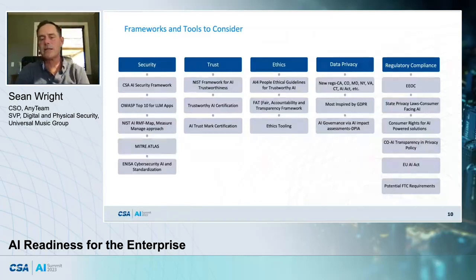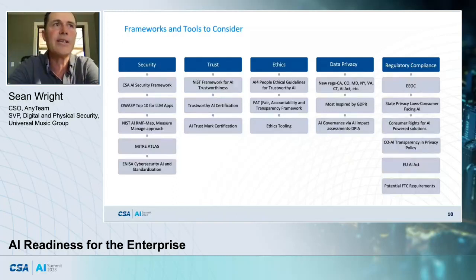State privacy laws, consumer-facing AI, consumer rights for AI-powered solutions. Colorado has an AI transparency and privacy policy. The EU AI Act, potential FTC requirements. We've seen some recent litigation around this. These are all things to consider as you deploy AI technology and ready your business for AI use.